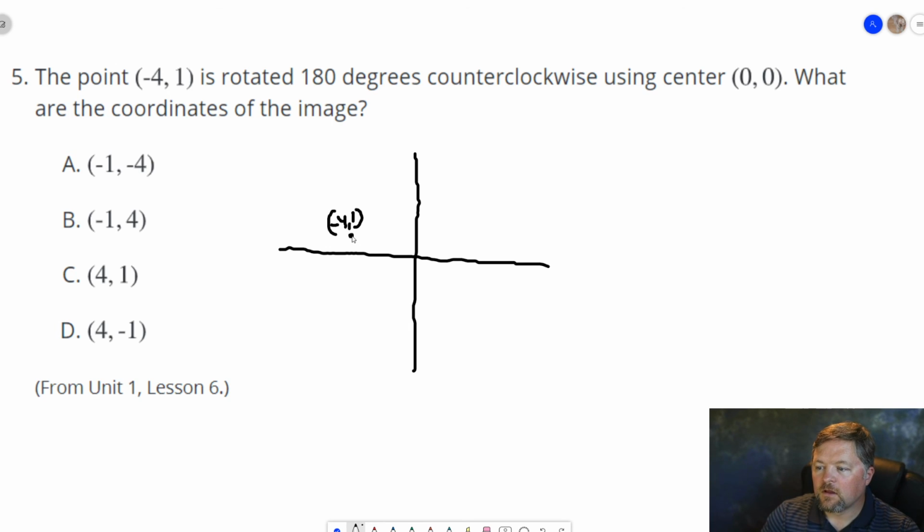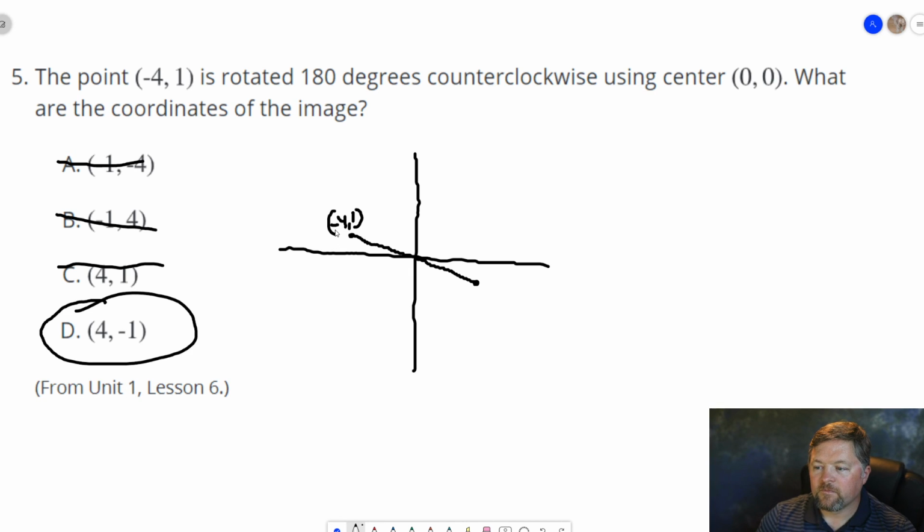If we rotate 180 degrees around the origin, we are going to have to go the same distance here. So which quadrant is this one in? Positive x, negative y. So we need a positive x value and a negative y value. That's not a positive x value. That's not a positive x value. Ooh, this one has a positive x value. We also need a negative y. That's not a negative y. It has to be this one. So negative 4, 1 became 4, negative 1.